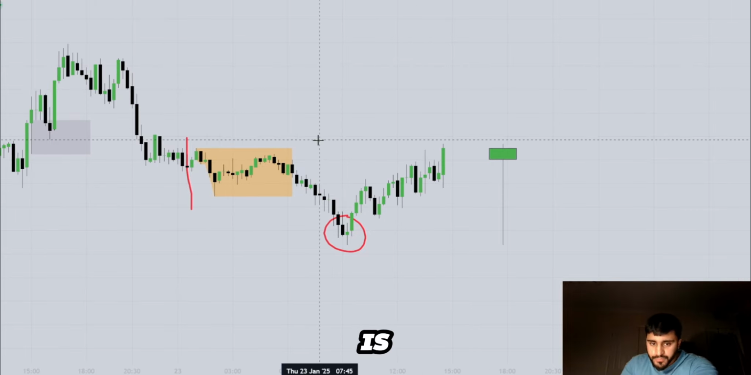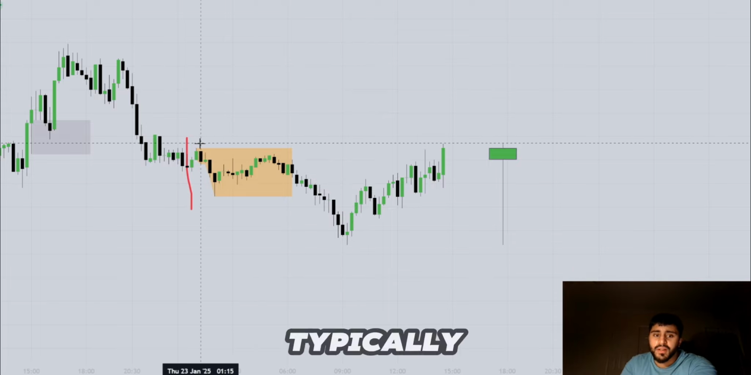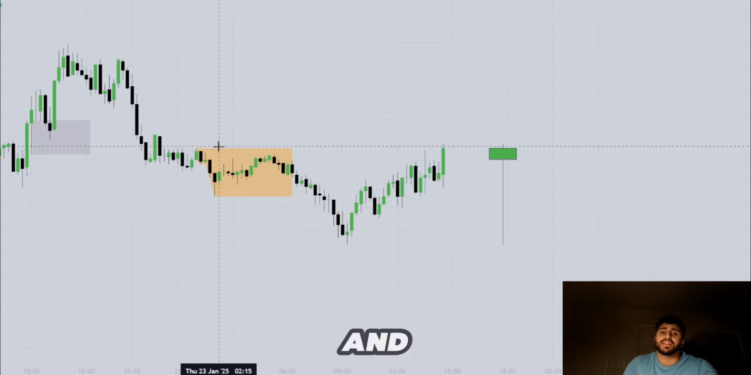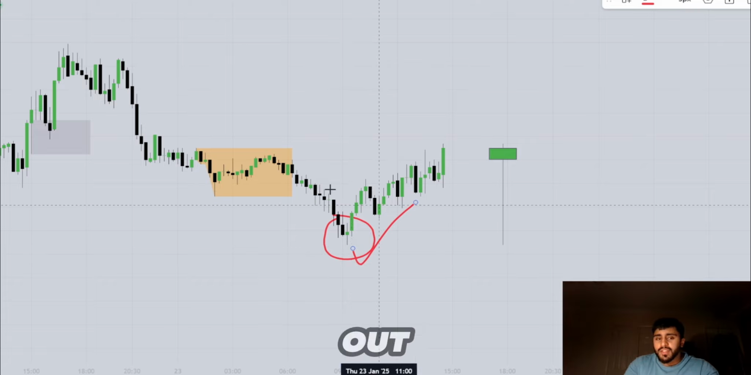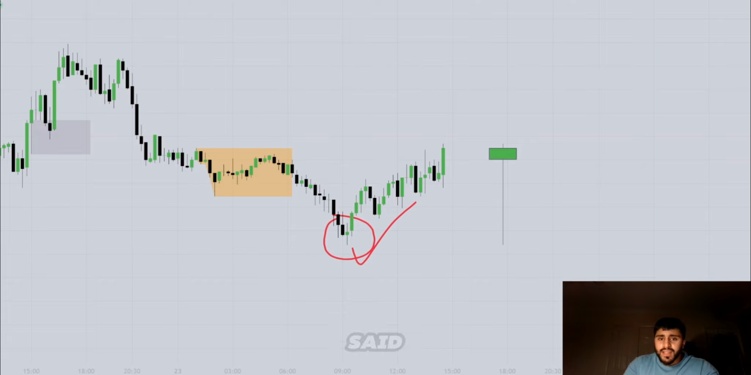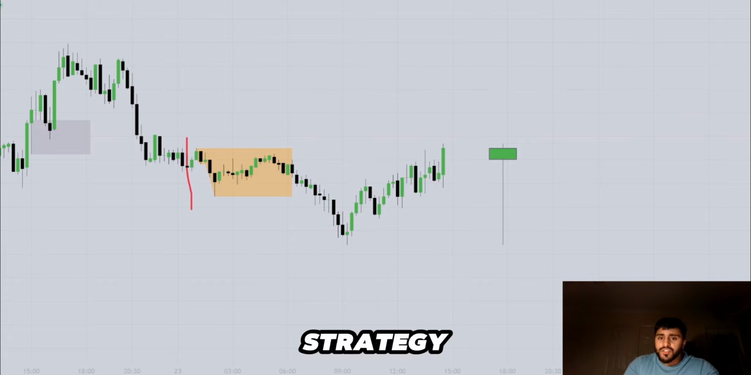That's all it is. So the Asian range will typically tell you where you want to be buying and selling, and when you want to be buying and selling. And the main trick to understand with the Asian range is you want to be selling after price has taken out the Asian range low. Now, with this being said, let's just dive into the strategy and see what we get.